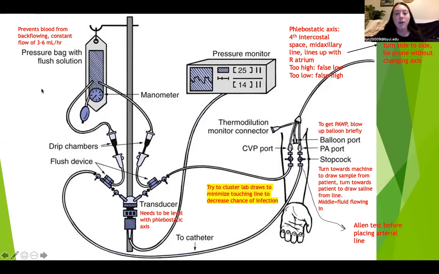Okay. So go over this picture, make it make sense in your head. Just remember the big parts of this: we have a pressure bag flowing constantly, 3 to 6 mils per hour, to prevent backflow. We have a transducer that needs to be in line with the phlebostatic axis, which is marked on the body at the fourth intercostal space, mid-axillary line. And then you have your ports at your patient, where you can use the stopcock to either draw saline from the line or blood from the port. And then there's the CVP and the PA port with the PAWP balloon port up here.